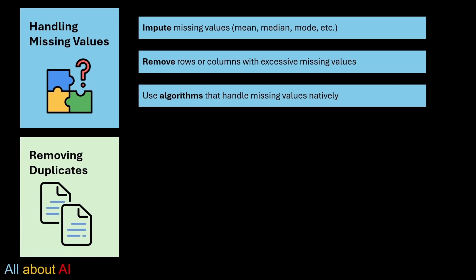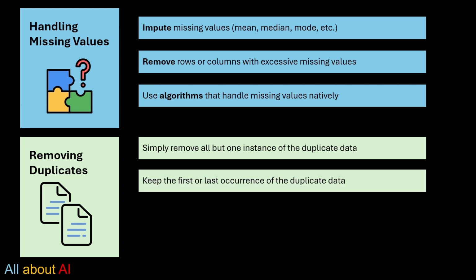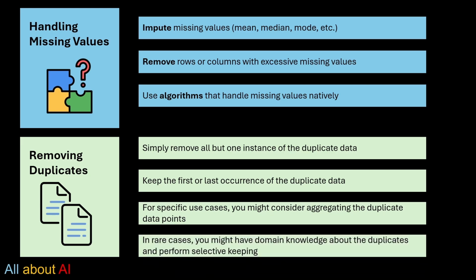The next thing we need to do is remove duplicates. If there are any duplicates, we need to handle them. One way is to simply remove all but one instance of the duplicate data. The question is which one we should retain. Most of the time, it could be the first one or the last one among the duplicates. For specific cases, one might have to aggregate the duplicate data points. In very rare cases, domain knowledge is used to keep specific duplicate data.